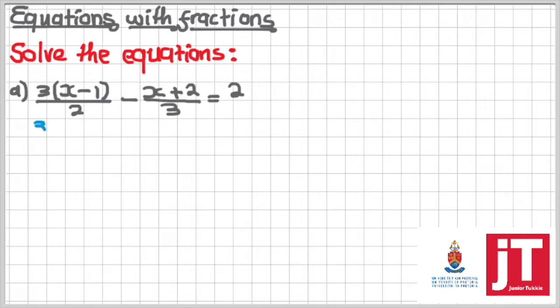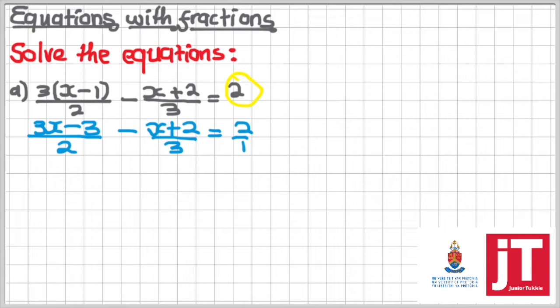If you do it correctly, you should get (3x minus 3) over 2 minus (x plus 2) over 3 is equal to 2 over 1. Where did the 1 come from? The 2 that you're seeing on the right-hand side can be written as 2 over 1. Question is, why did I do that? The reason why I did that is to express each and every term that makes up that equation as a fraction. And what is the whole aim of doing that? Is to find my LCD.